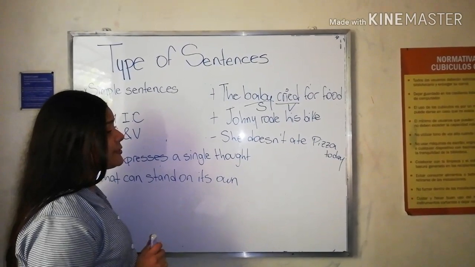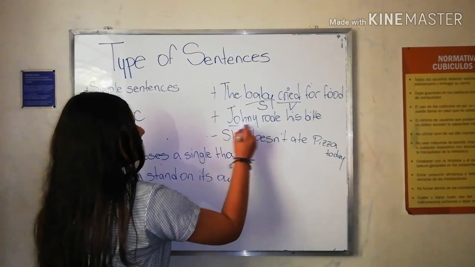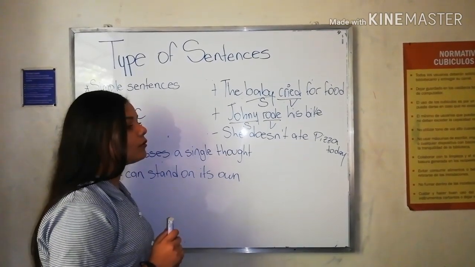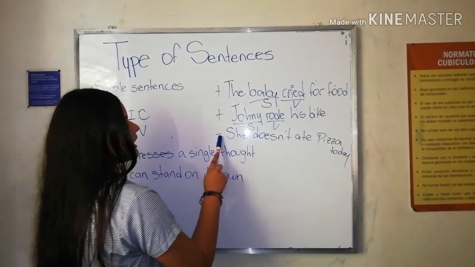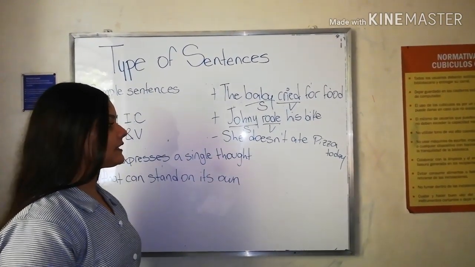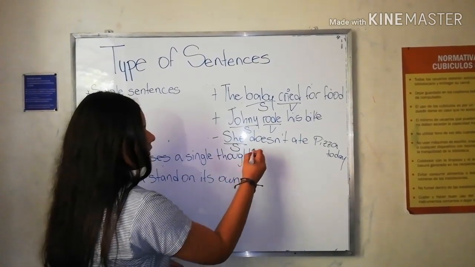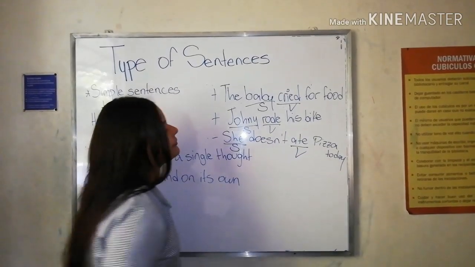Another example is Johnny rode his bike. The subject is Johnny and the verb is rode. This is a negative sentence: She doesn't eat pizza today. The subject is she and eat is the verb.